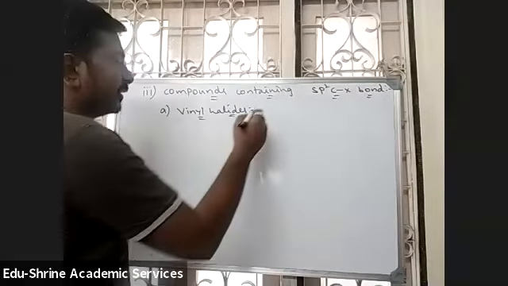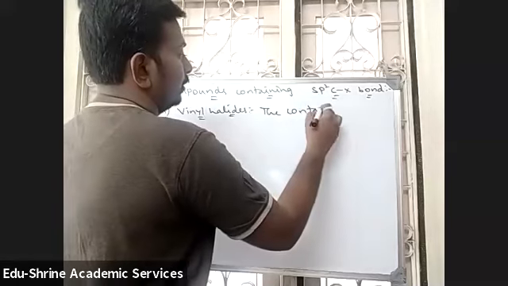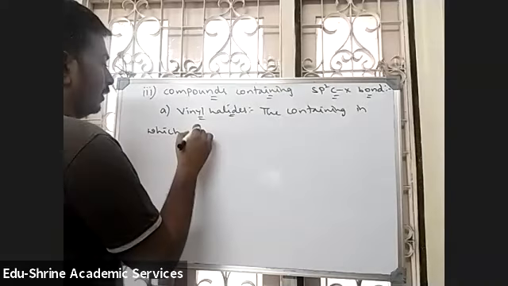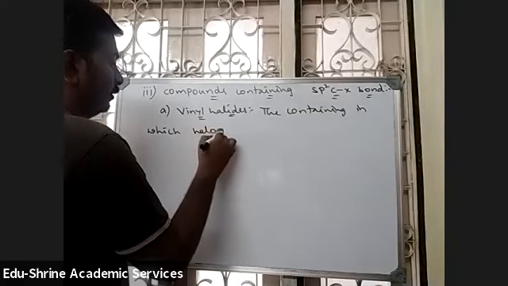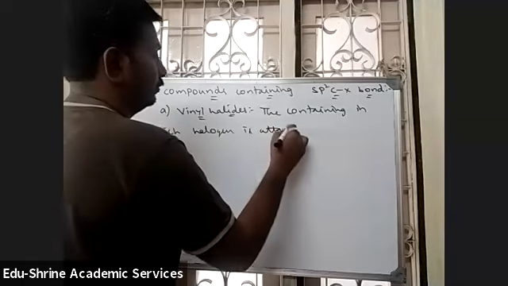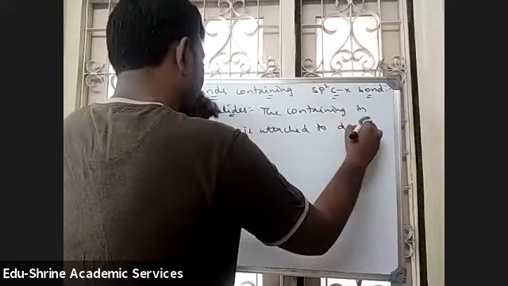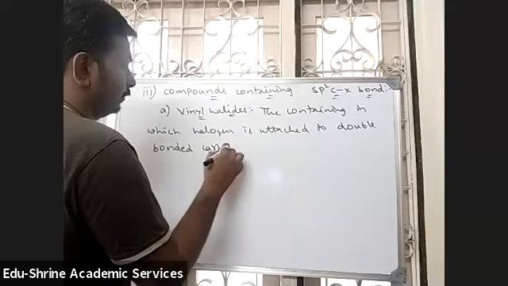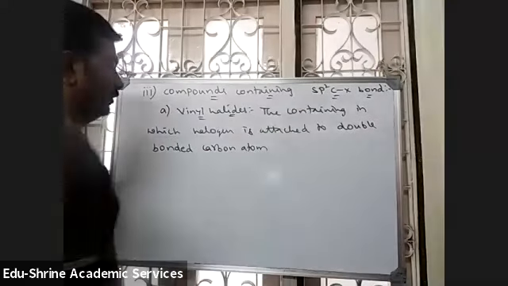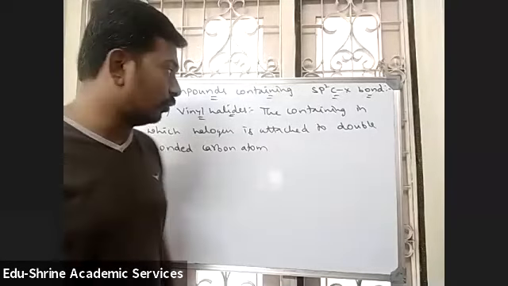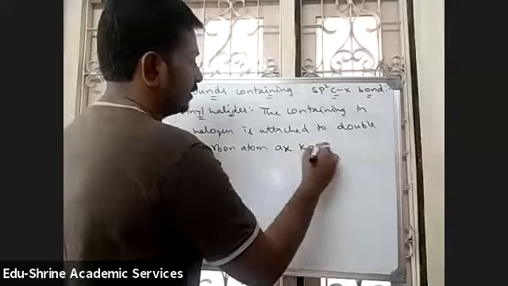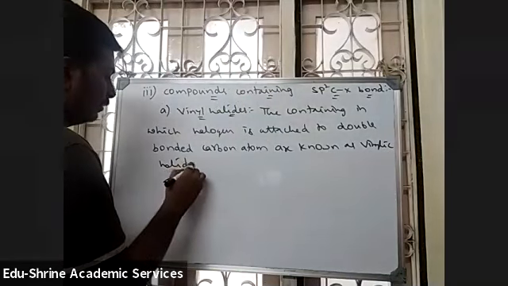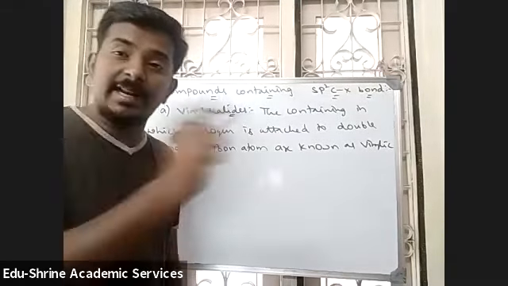So what do we mean by vinyl halides? The compounds in which the halogen is directly attached to a double bonded carbon atom are known as vinylic halides. That means the halogen must be directly attached to a double bonded carbon.